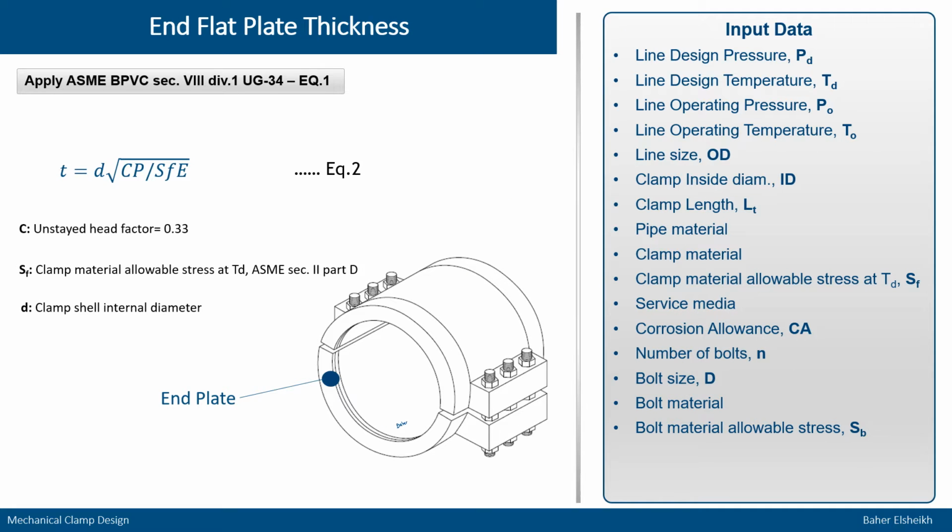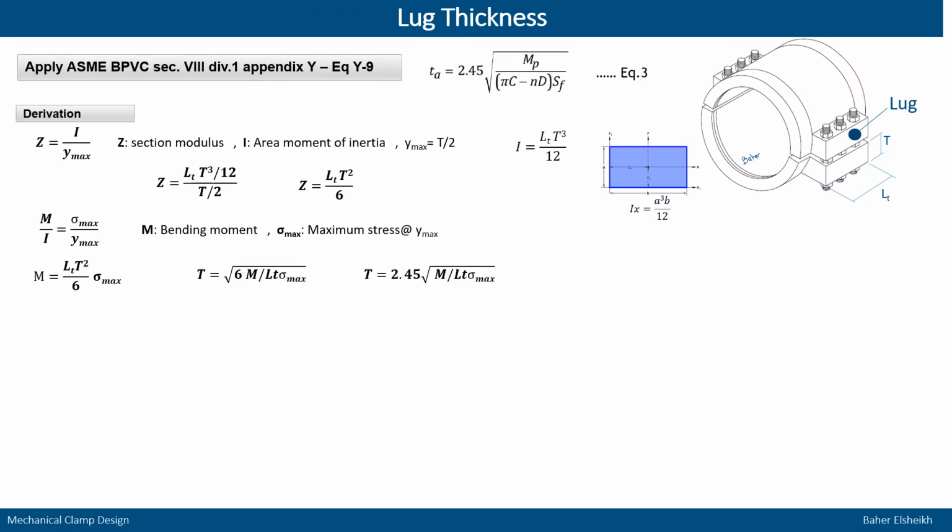And part number 2, the flat end plate. The flat end plate can be designed as per the rules of ASME Section 8 Division 1 UG-34, the equation which we can see here identified as equation 2, where we use the allowable stresses from Section 2 Part D for the plate material at the design temperature, and apply the design pressure, which we also applied in the previous part for the main cylindrical shell.